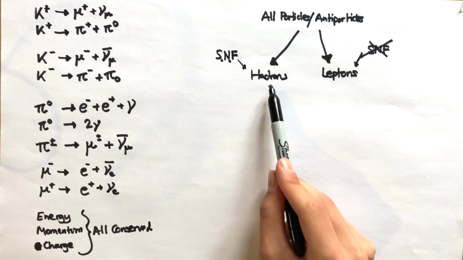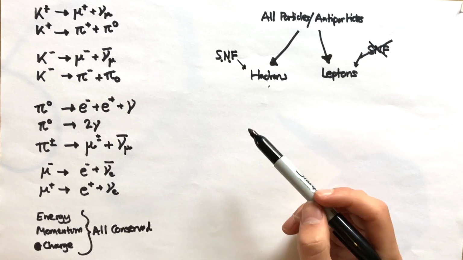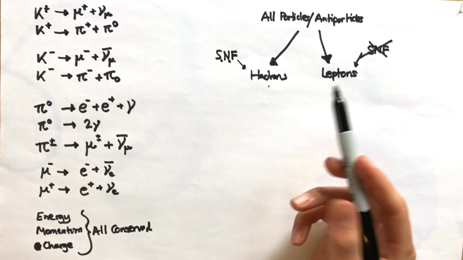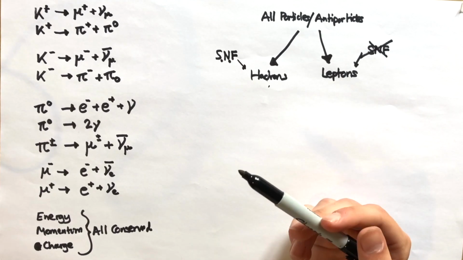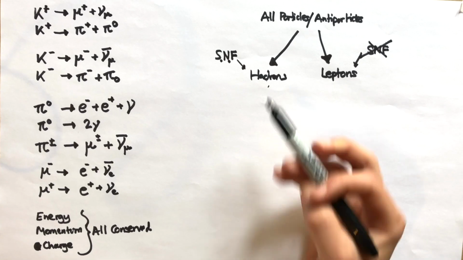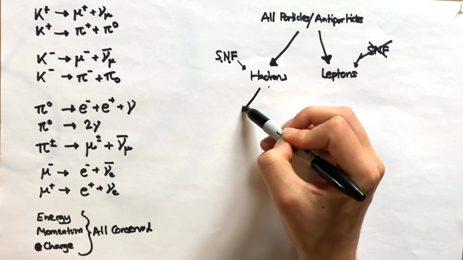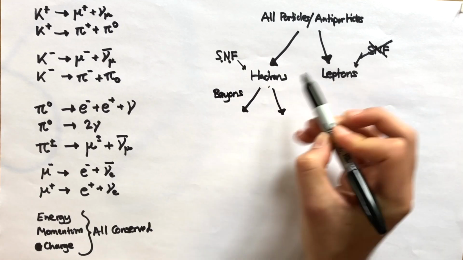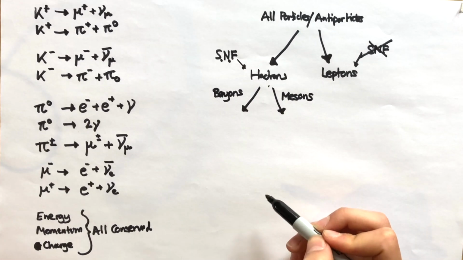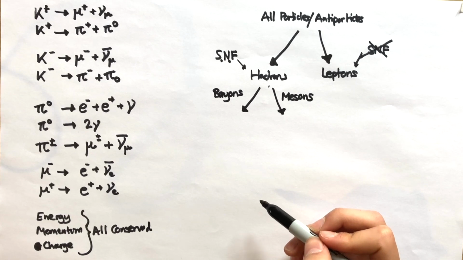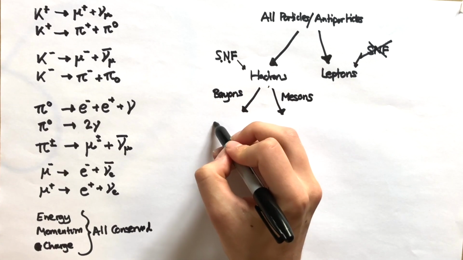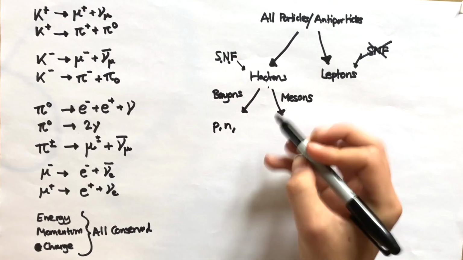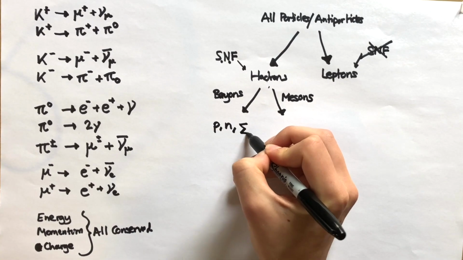applies to hadrons. Now, all other hadrons apart from the proton are unstable and will decay via the weak interaction into a proton. Hadrons are subdivided into 2 more categories, which are baryons and mesons. Baryons include things like protons, neutrons, and other baryons, for example, the sigma baryon.